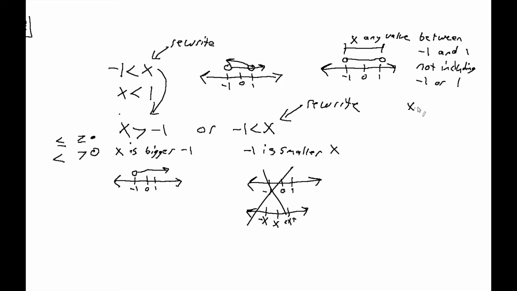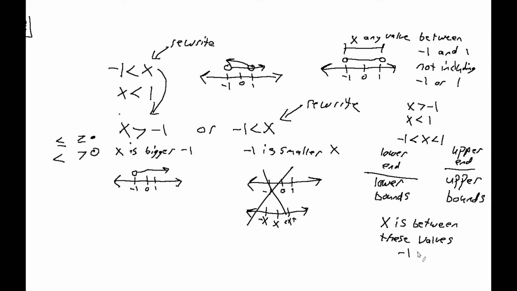So this is written either as x is greater than -1 or x is less than 1. You can also make it a compound description as this: -1 is less than x and x is less than 1. This would be your lower end or your lower bounds, and the other part would be your upper end or your upper bounds. It's just a quick way of showing that the information you're looking for is between these two numbers. The x is in between these two values, -1 and 1, and this is just a way of writing this upper and lower bounds.